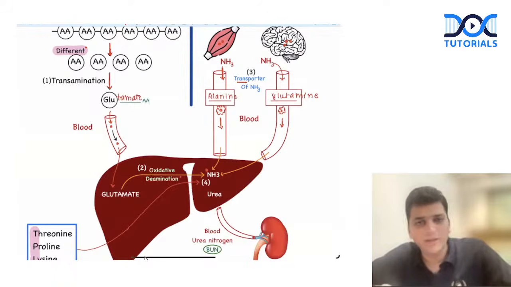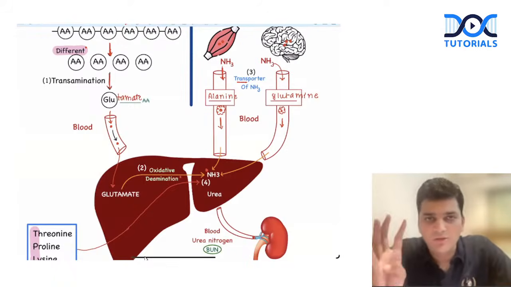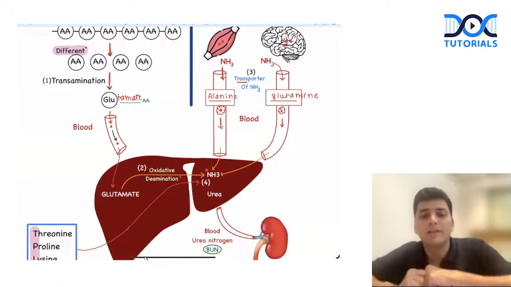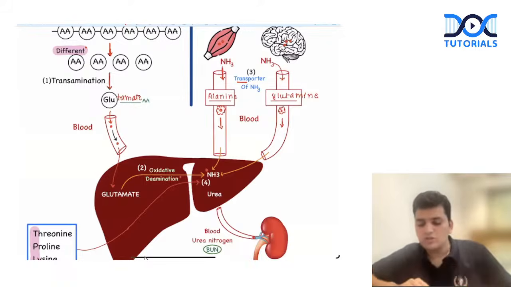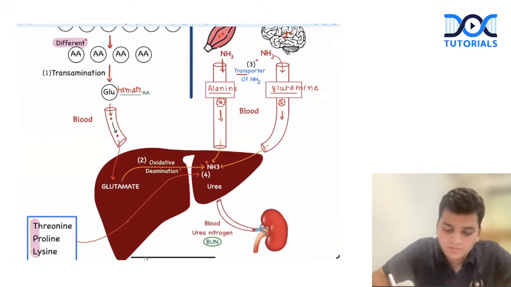Can you tell me four amino acids by which you are getting the ammonia in your liver? One is glutamate. Very good. Second is TPL: threonine, proline, lysine. The third is alanine. The fourth is glutamine, right? These are the four things which are somehow bringing the ammonia to your liver: the glutamate, the TPL, the alanine, and glutamine. Now, once your liver is loaded with the ammonia, this was step number 3, the transporters of the ammonia.